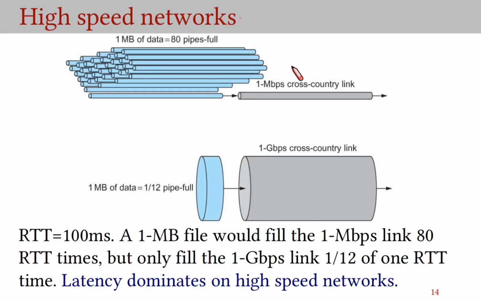Therefore, 1 RTT is just about 1% of the total transfer time on the lowest speed link. But on the highest speed link, RTT is 100% of the transfer time, and therefore latency dominates on highest speed networks.